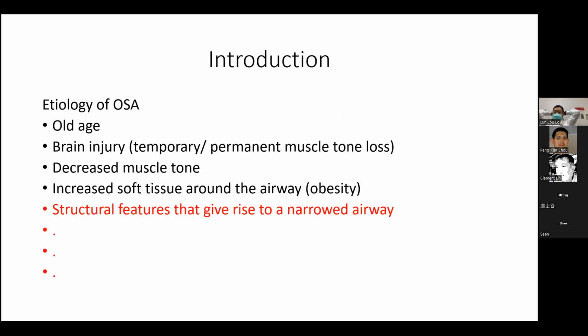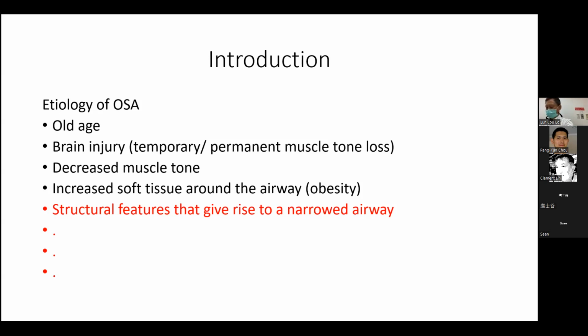study. We know that the etiology of OSA has many aspects, including the age, if the patient has brain injury, and including the muscle tone and soft tissue around the airway, which means if the patient has obesity. All of those different factors might affect the risk of OSA. So for this kind of question with many variables, it is always a good choice to use machine learning or deep learning as a tool for us to make a prediction or make the decision.